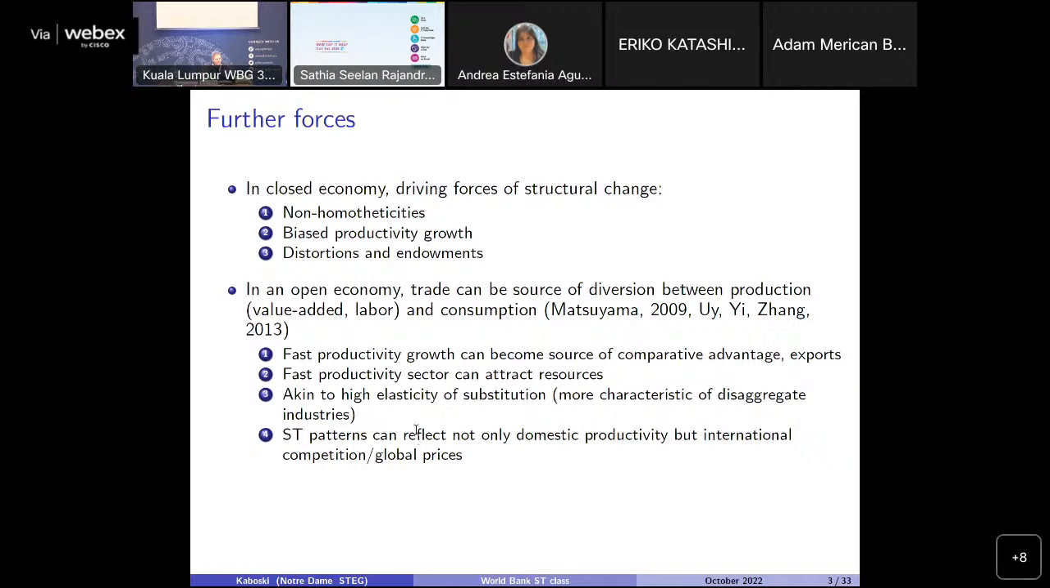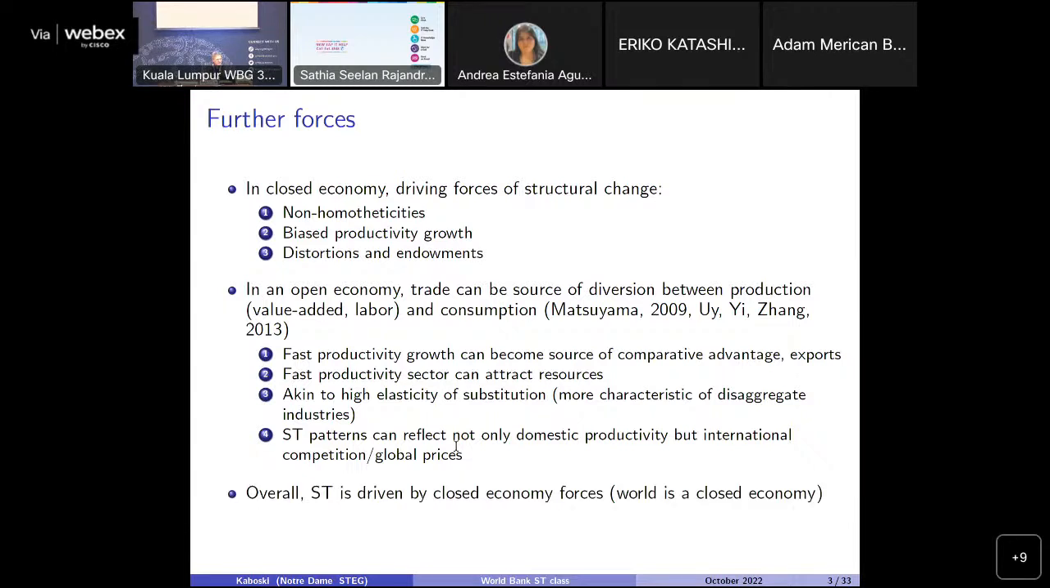In this case, structural trade patterns can reflect not only domestic productivity, which drives comparative advantage, but domestic productivity interacting with international competition and global prices, right? So that's how you determine your comparative advantage. Okay.